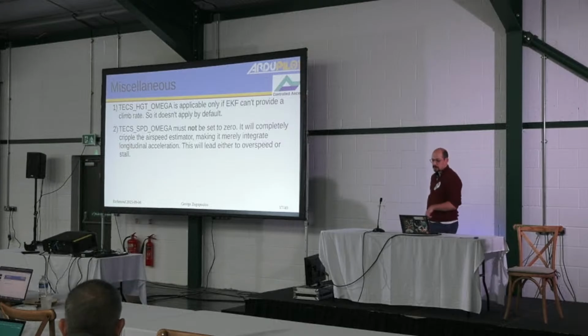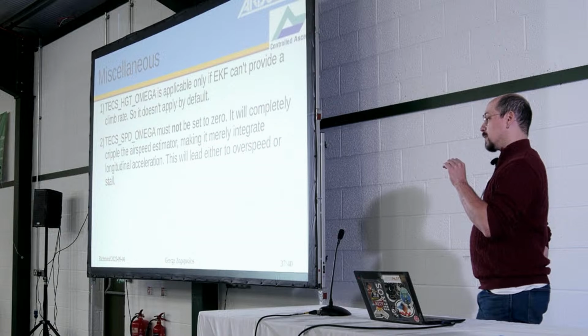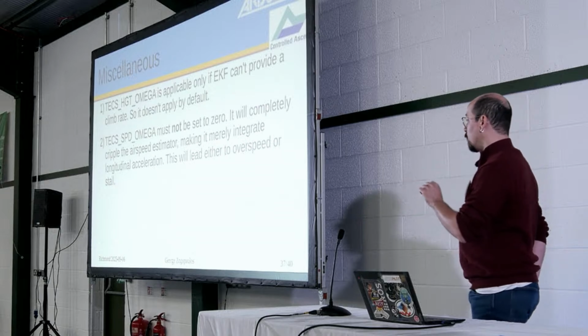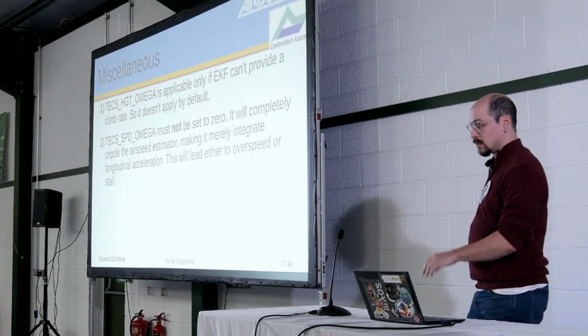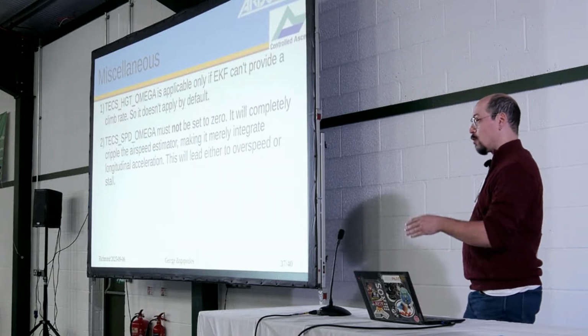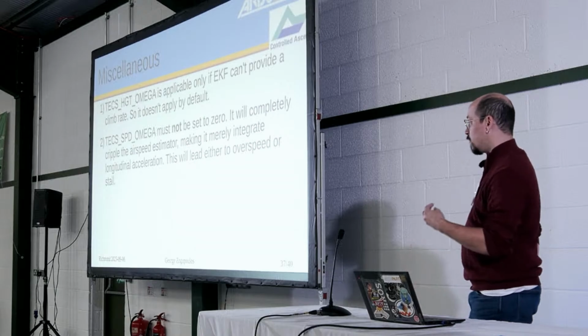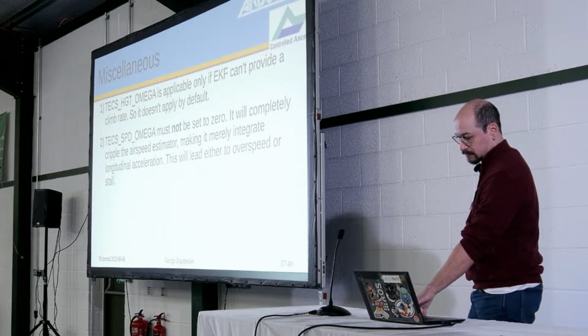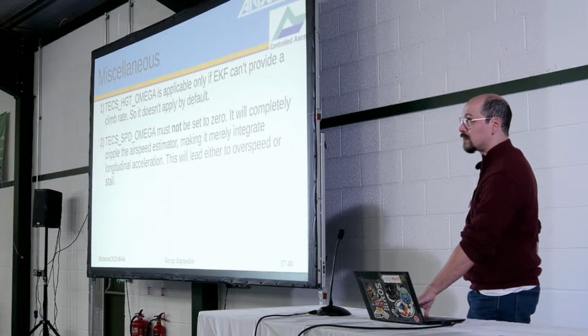However, TECS speed omega is used and should not be set to 0. If you set it to 0, you basically have no point of reference for your airspeed. Your airspeed sensor is not going to be used, and only your accelerometer, for better or worse, is going to inform the development of the airspeed. So don't set it to 0. By default, it's going to fly fine.